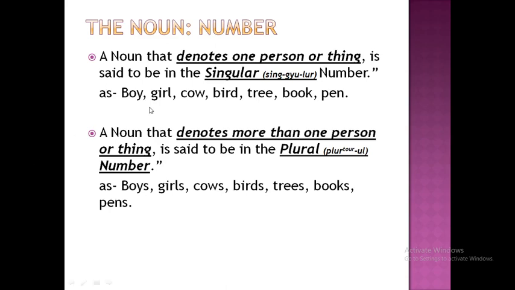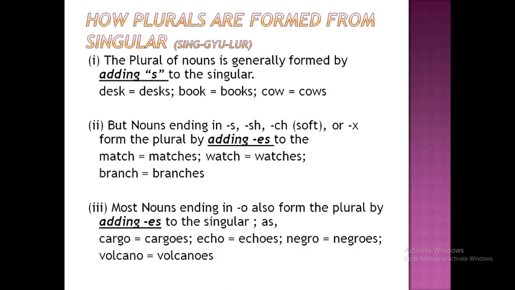Like boy is singular, boys is plural; girl singular, girls plural; cow singular, cows plural; bird singular, birds plural; tree singular, trees plural; book singular, books plural; and pen singular, pens plural. So this was all about the noun number.